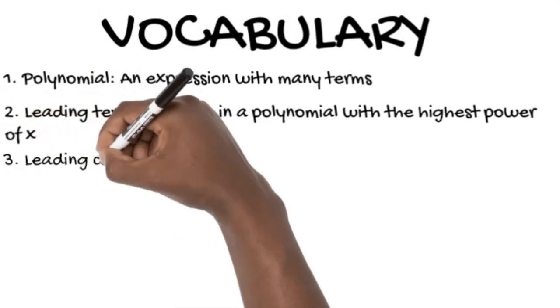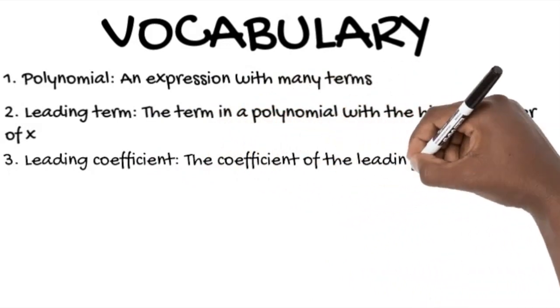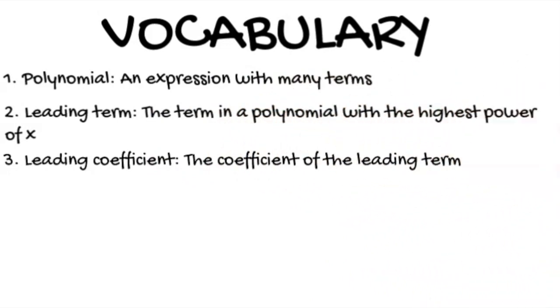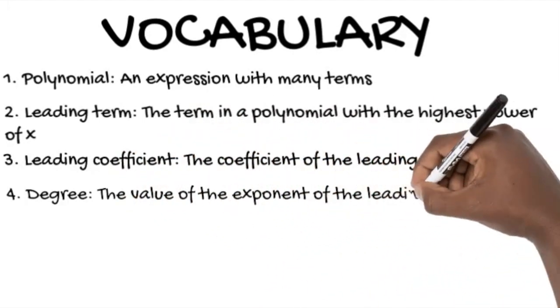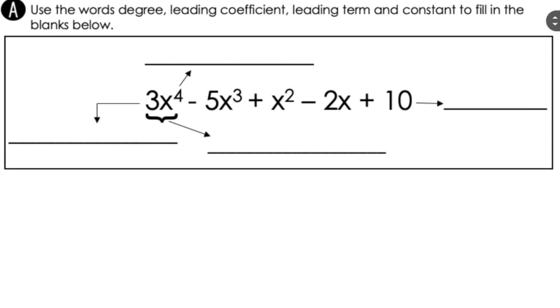The third word we're going to define is leading coefficient. That is the coefficient of the leading term that comes first in a polynomial written in standard form. And the last word we're defining is the word degree. And the degree is just the value of the exponent of the leading term. So once you have finished copying down all 4 vocabulary words, go ahead and get your worksheet, and we're going to start with problem A.